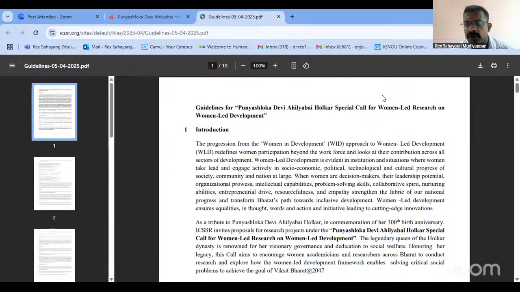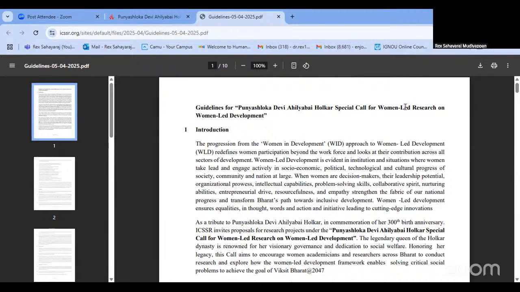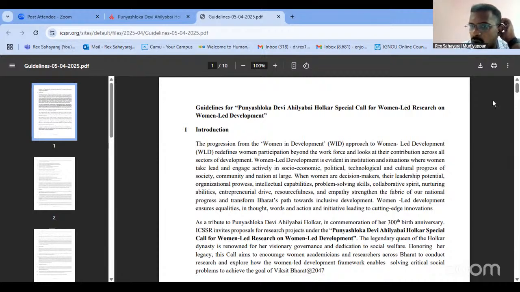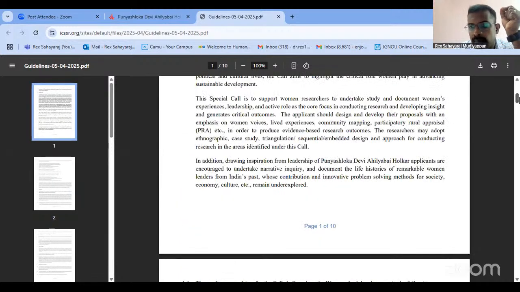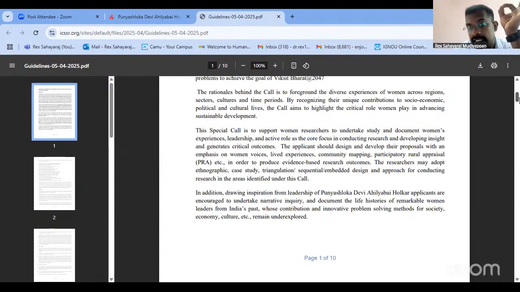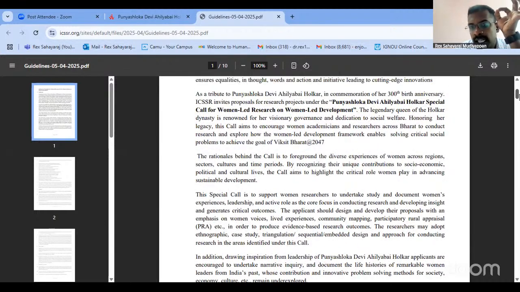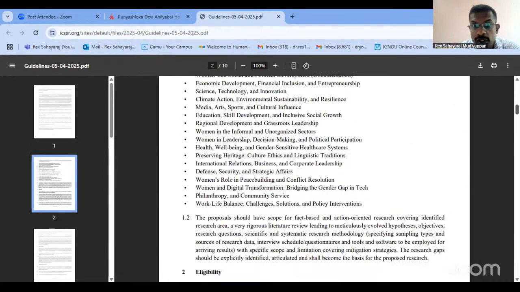Is it being shared for you? Are you able to see? Yes, sir. The guidelines for the special call for women-led research on women-led development, right? So this is a kind of call for feminist research, right? You see here, the applicant can be only a woman. So men cannot apply for this kind of research. Only women can apply, and the study will also be done on women.